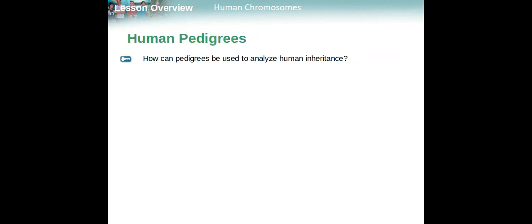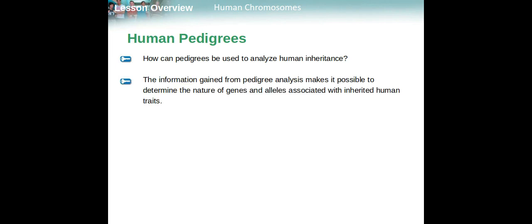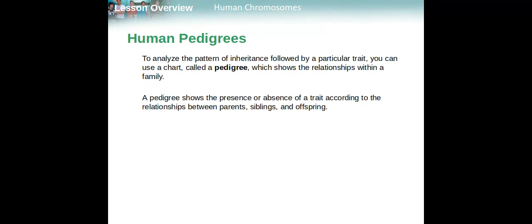Let's see. We're going to skip over some of these. Human pedigrees. So how can pedigrees be used to analyze human inheritance? The information gained from pedigree analysis makes it possible to determine the nature of genes and alleles associated with inherited human traits.